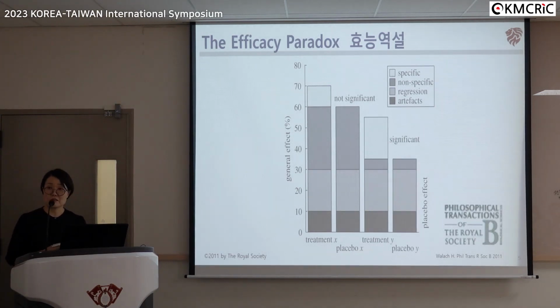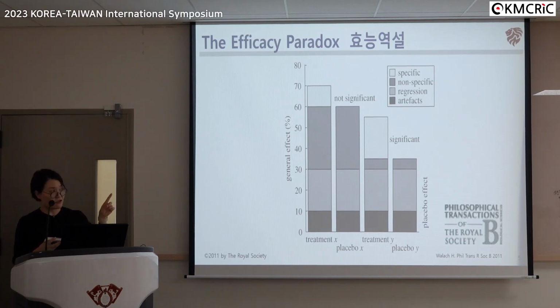Now, we've got another trial comparing treatment Y with placebo Y. And we succeeded in proving that treatment Y is superior to placebo Y. Are you happy with this? Well, I guess not, because this efficacious treatment might be ineffective compared with another treatment X, right? Treatment X is not significantly better than its own placebo X. Why is this happening?